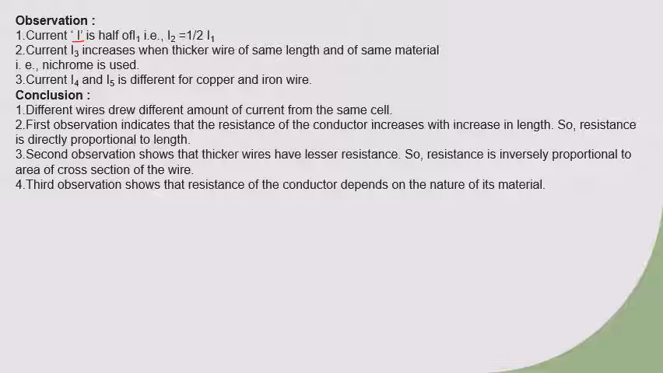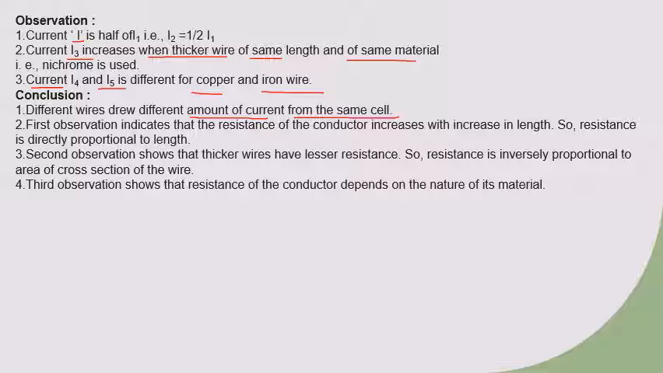Then when I replace I2 with I3, there is an increase in the thickness of the wire of the same length, of the same material, and what I found is there is an increase in the current. And then in case of I4 and I5, where I have used copper wire and iron wire, I found different readings of current. The conclusion is different wires drew different amounts of current from the same cell.